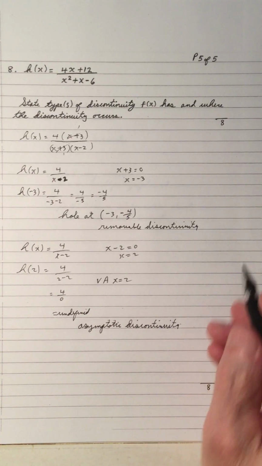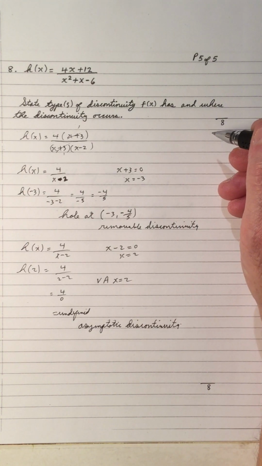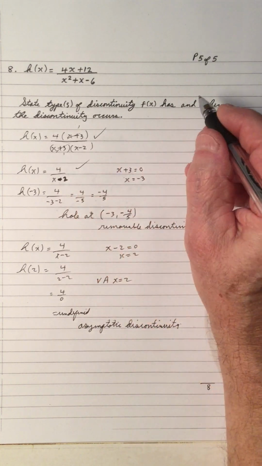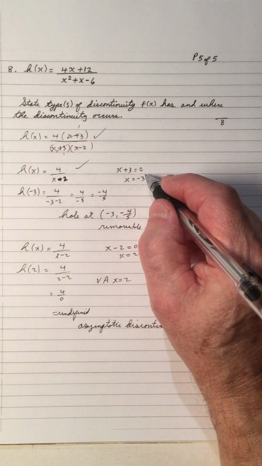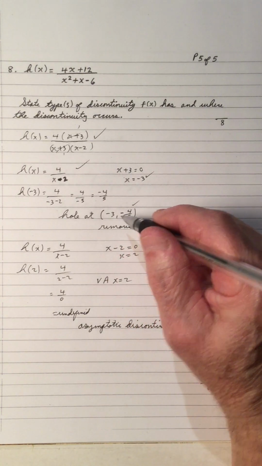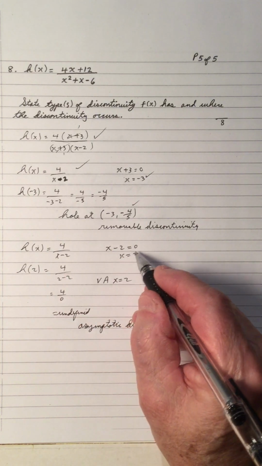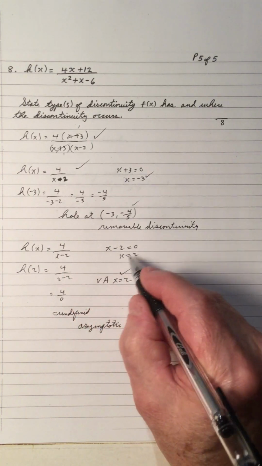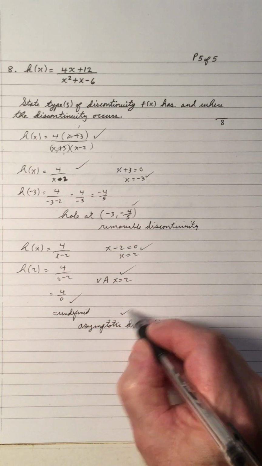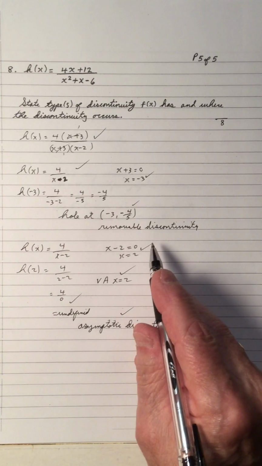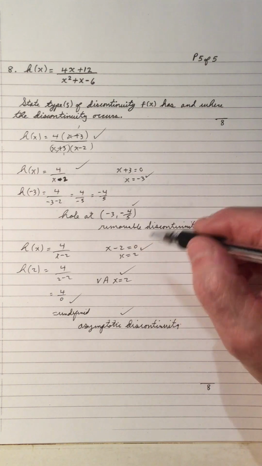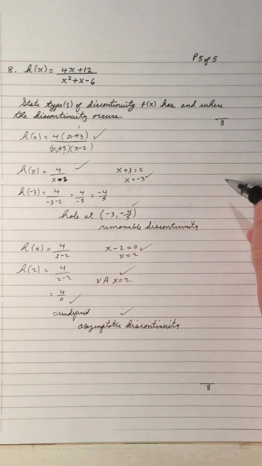So if you have 8 marks for this: if you factor this correctly and you cancel that down, give yourself a mark. If you made it discontinuous at x equals negative 3 and found this point here, that's 4 marks. If you found out that it was the vertical asymptote at 2, plugged it in and got it undefined, and you named it asymptotic discontinuity, there's 4 marks here. So 4 marks for removable, 4 marks for asymptotic, and 8 marks in total.